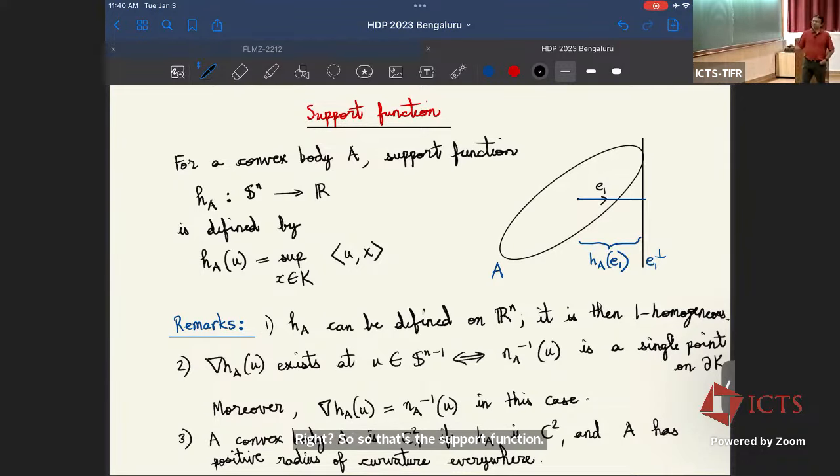And we'll just need it to be defined on the sphere. You can also define it on R^n, then it would be a one-homogeneous function. It turns out that the gradient of the support function exists at a point on the sphere if and only if the inverse of the Gauss map is a single point on the boundary of A.